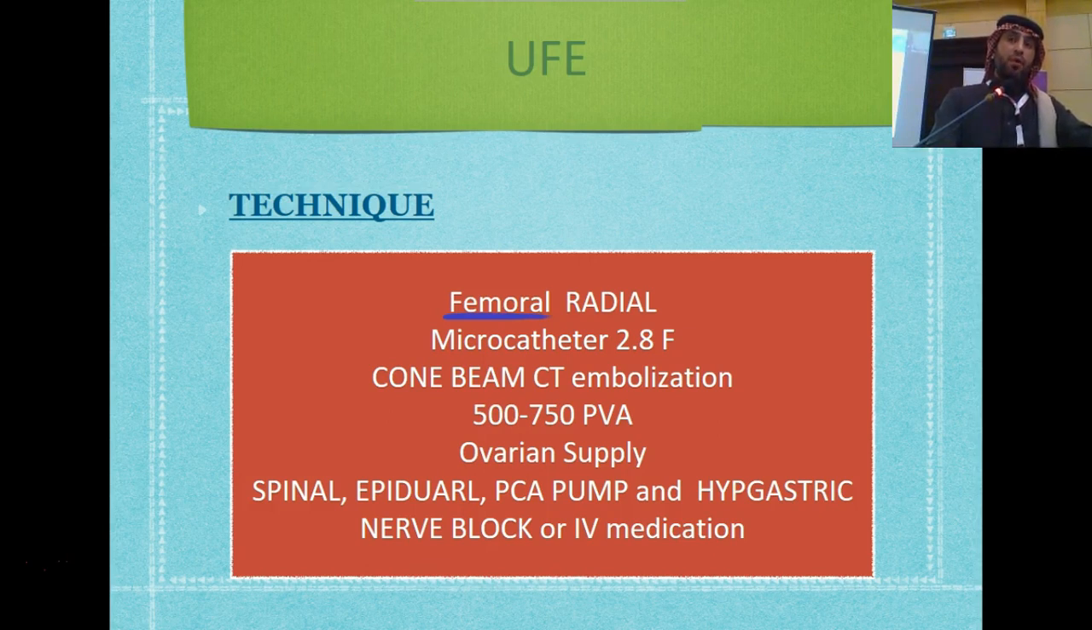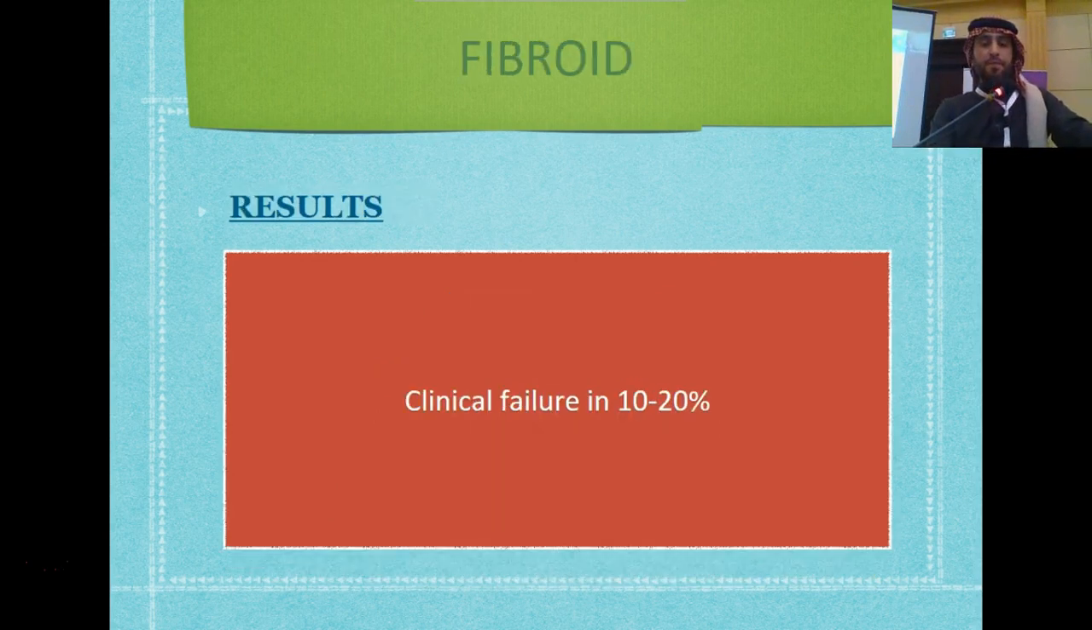Nowadays, the hypogastric nerve block has come up. The patient is on the table, so we could, as IR, do the hypogastric nerve block, so that in the near future it will be done as outpatient. In the literature, the clinical failure ranges from 10 to 20%. I tell the patient that 1 out of 5 patients might either need a repeat fibroid embolization or a myomectomy.